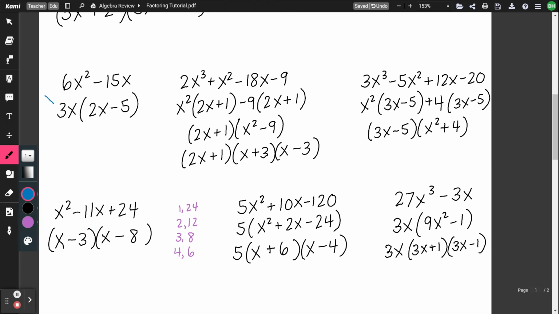Sometimes you take out a GCF and then you can't break it down anymore. Other times you take out a GCF and then you can factor it further. Okay, and you realize that after taking out the GCF, what remains can be broken down even more. So you want to keep going and factor it all the way. Okay. Final example.